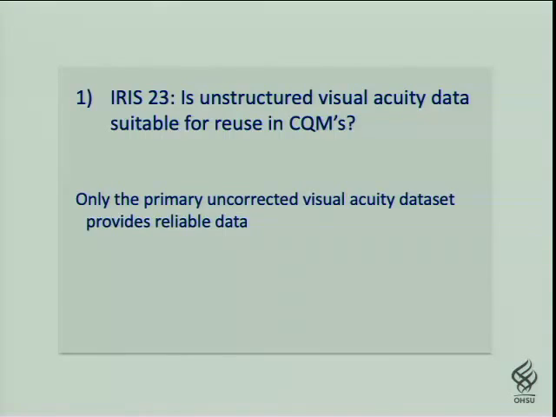So when looking at the visual acuity data for IRIS 23, it's clear that only the primary uncorrected visual acuity data set provides reliable data and results, and that a vast majority of the other measures, such as the both eyes data, pinhole, and manifest values, were missing a majority of the time, so they wouldn't provide reliable scientific evidence to be used for research.